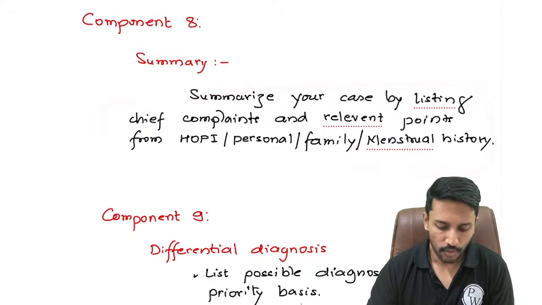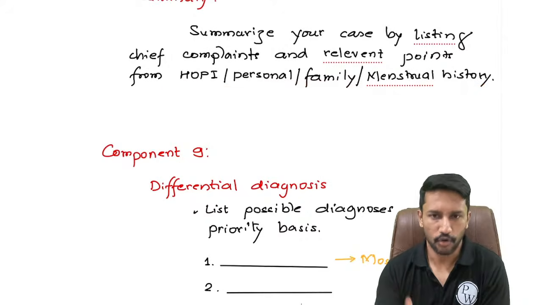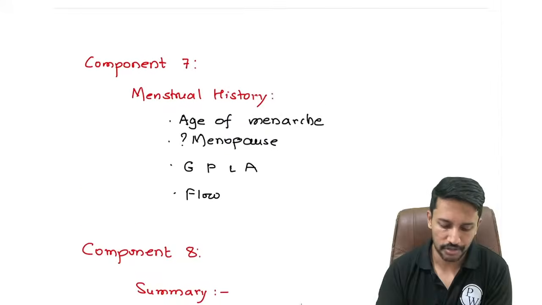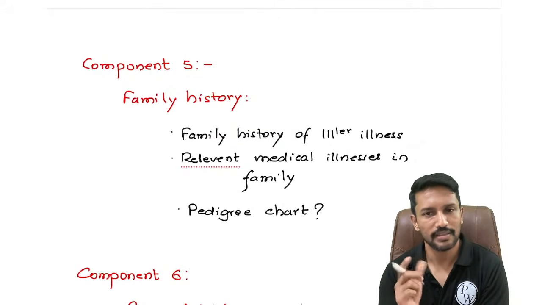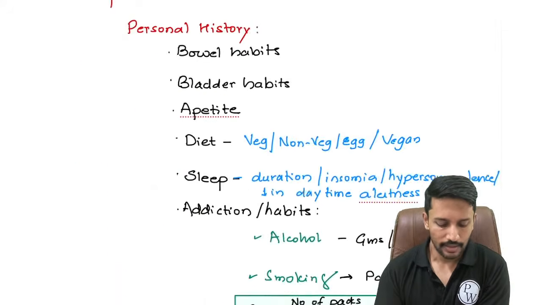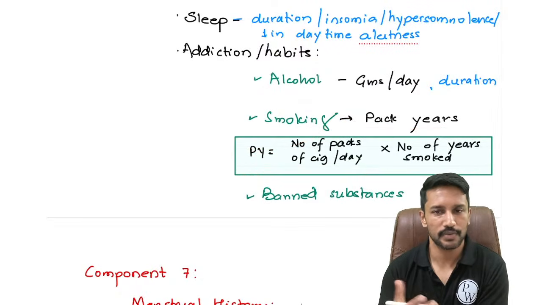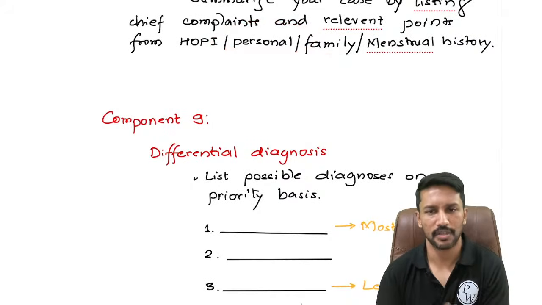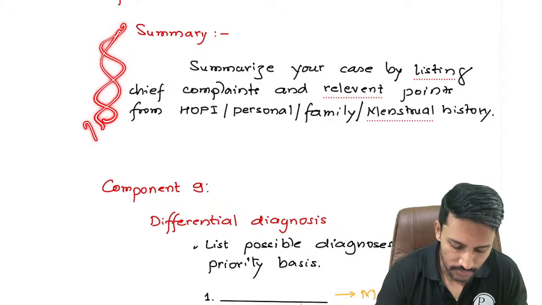So it is basically only talking about important points from HOPI, personal history, family history, and menstrual history. Now we have documented everything in detail, but here you don't have to mention everything in detail, only the relevant points. Like in the family history, if I notice that there was similar illness in the family, then only I will talk about it in the summary. If there's nothing significant, I won't talk about it. In the personal history, okay, he is a smoker and he has, let us say, 10 packets of smoking, then only I will mention it. Otherwise, I will not mention it. It's not relevant. So in the summary, keep only things which are relevant.